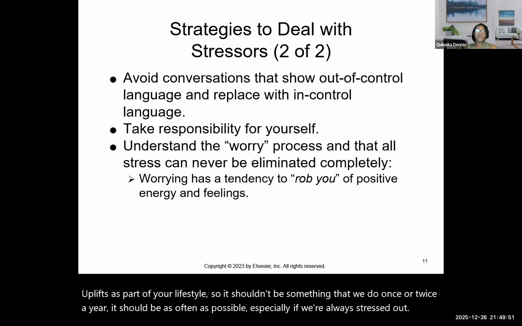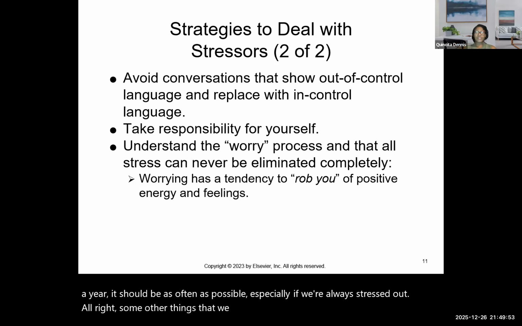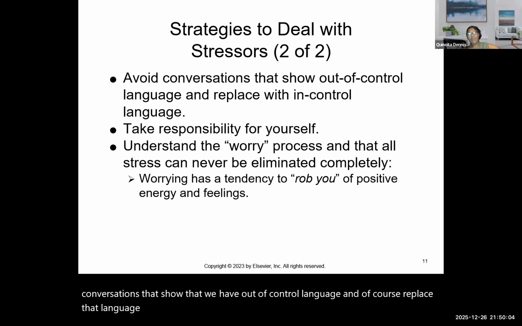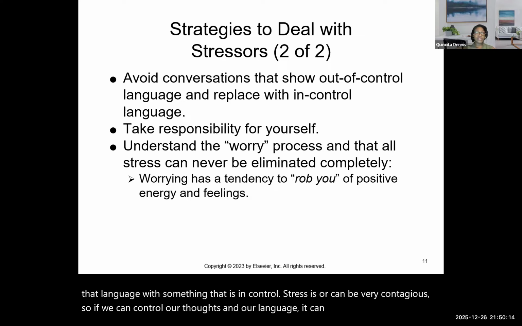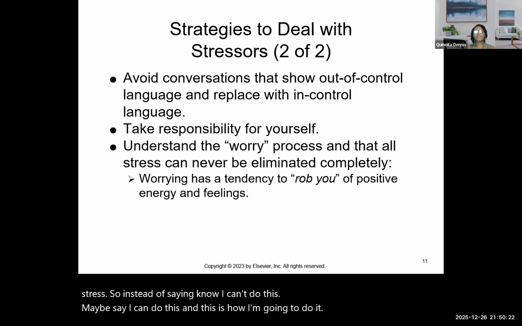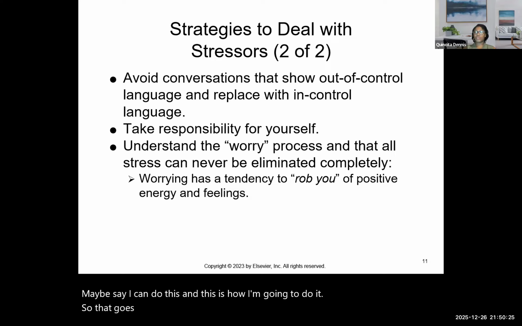All right, some other things that we can do to help deal with stress is avoid conversations that show that we have out of control language, and of course, replace that language with something that is in control. Stress is or can be very contagious. So if we can control our thoughts and our language, it can help reduce or buffer that stress. So instead of saying, I can't do this, maybe say, I can do this, and this is how I'm going to do it. So that goes into basically setting that schedule so that you don't feel that you're overwhelmed.